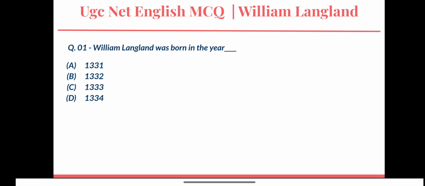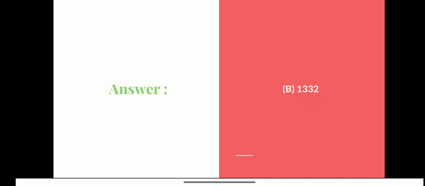William Langland was born in the year option A 1331, option B 1332, option C 1333, or option D 1334. Okay, so the right answer for this question is option B, that is 1332. Okay, so moving on to the next question.